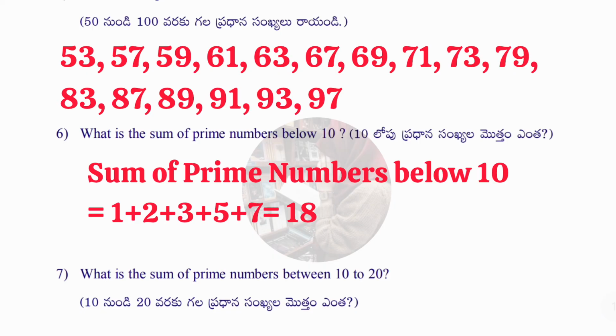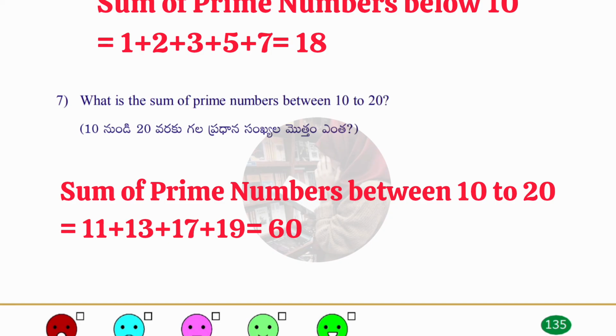Okay, let's see the seventh question, which is what is the sum of prime numbers between 10 and 20? Okay, the answer: the sum of prime numbers between 10 and 20 is 60. So 11 plus 13 plus 17 plus 19 is equal to 60.